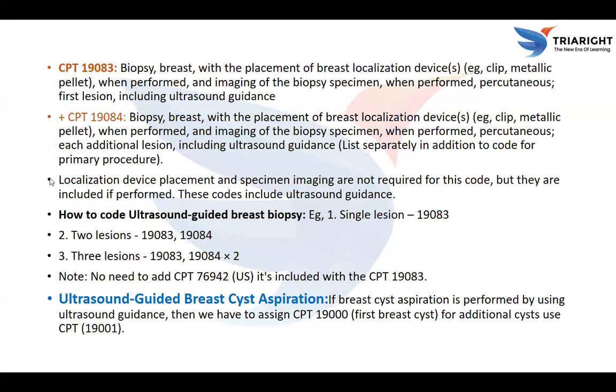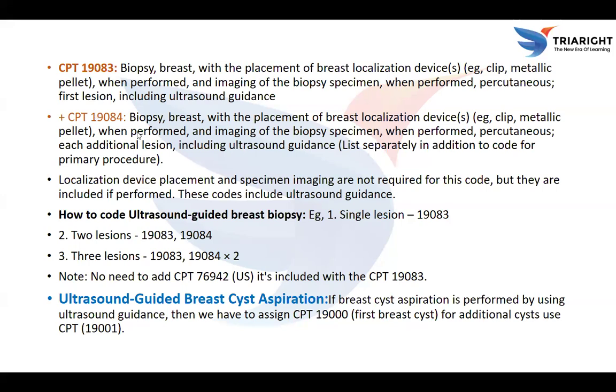So next is CPT code 19083. This code is used for the first breast biopsy lesion which is performed using ultrasound guidance. It also includes the placement of the localization devices such as a clip or metallic pellet.